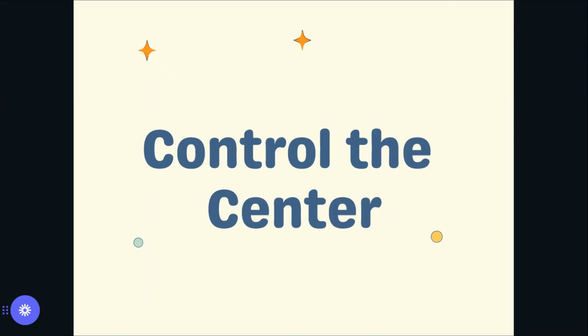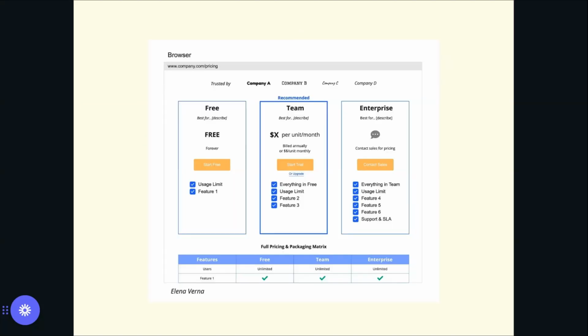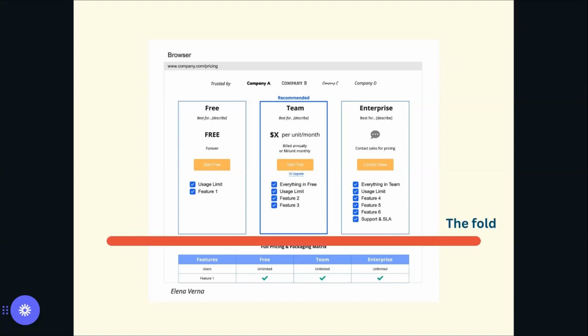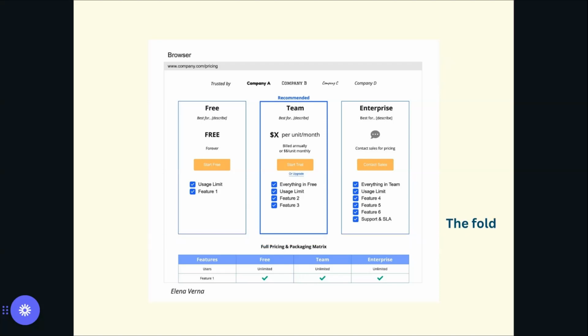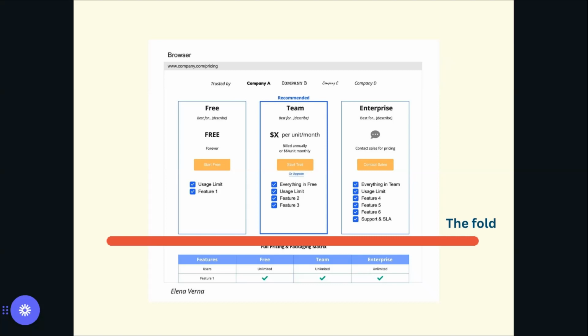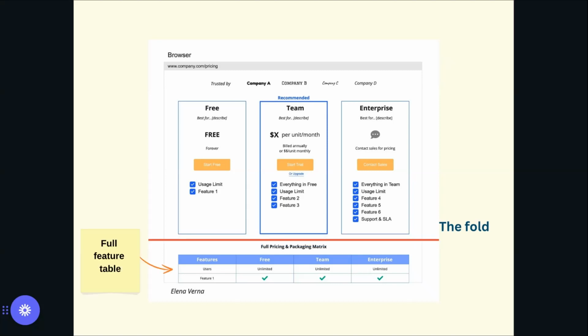Fifth is to control the center. So keep the critical elements like your CTAs and the feature matrix above the fold. So if this is a fold, you should keep everything above it. This ensures that key information is immediately visible without requiring the user to scroll.